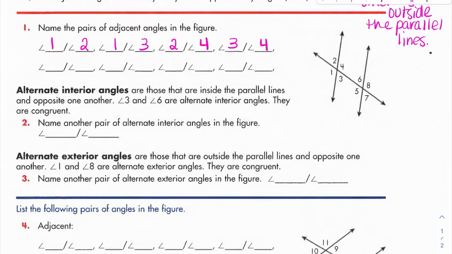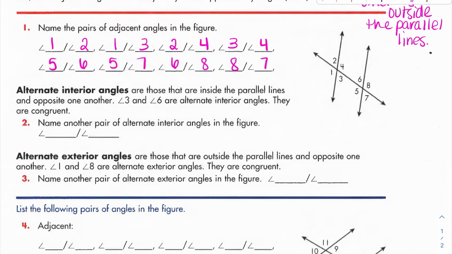So let's go down to angle 5. Angle 5 is next to angle 6, but angle 5 is also next to angle 7. Angle 6 is next to angle 5, which we've already covered, and it is also next to angle 8. Angle 8 is next to angle 6, which we've already covered, and angle 8 is next to angle 7. So in this example, those are all of our adjacent angle pairs.